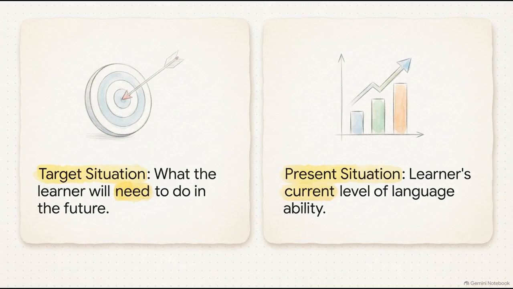That gets compared directly against the Present Situation Analysis, the PSA. The PSA is your baseline. It establishes exactly where the student currently stands, their existing abilities, strengths, weaknesses, and even their preferred learning styles, all before the course even kicks off.